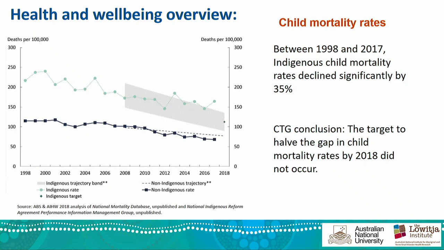Unfortunately, when it comes to some of the stats that are put out, and the Prime Minister's statement on closing the gap every year as the first order of business in Parliament is an important one, I take quite a different spin on the data. So this is from the most recent analysis around child mortality rates, which showed that between 1998 and 2017, Indigenous child mortality rates declined significantly by around 35%. So the Close the Gap conclusion in their report, though, was that.